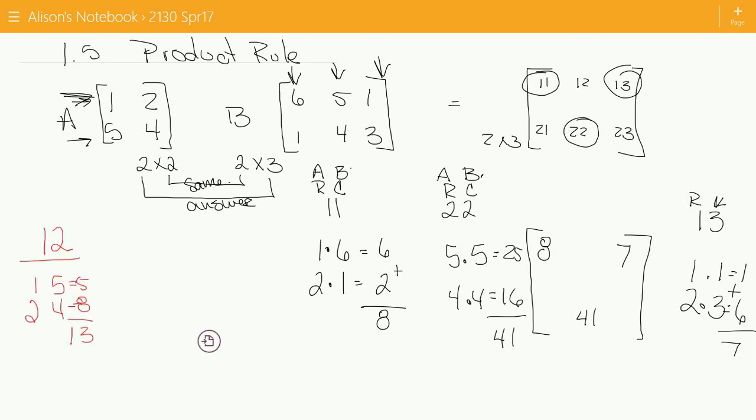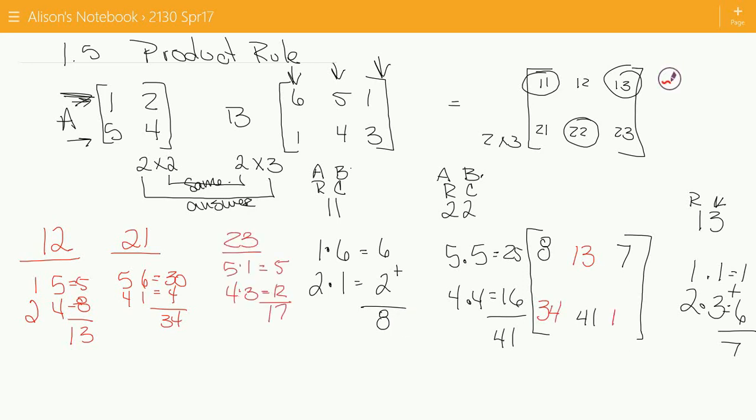If I continue the process for cell 1, 2, we're going to get a 13. So let me put the 13 right here. If I want to find the value for cell 2, 1, it is going to be 34. So let me put that value right here. And then the last one is 2, 3. And the answer to that one will be 17. And so if I fill it in, now I have all 6 elements of my answer. And that is how we do the product rule for matrices.